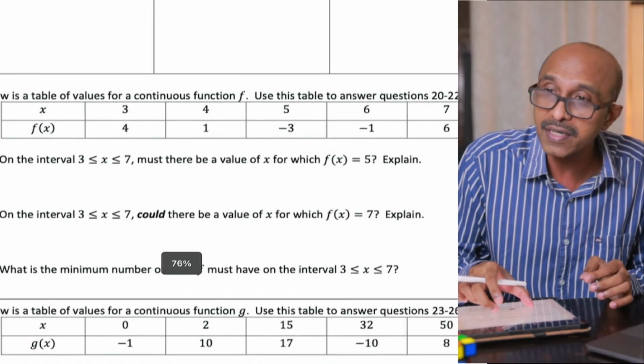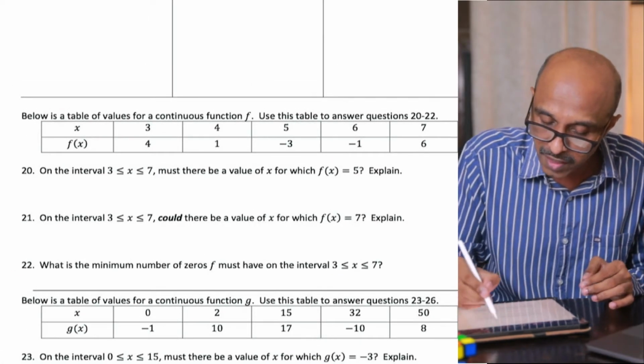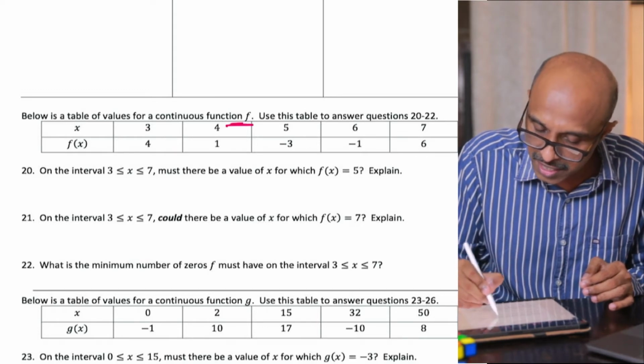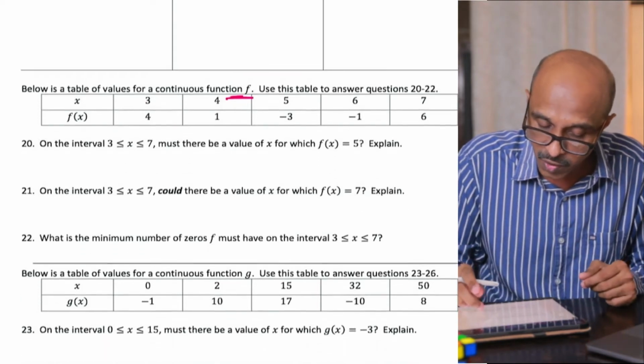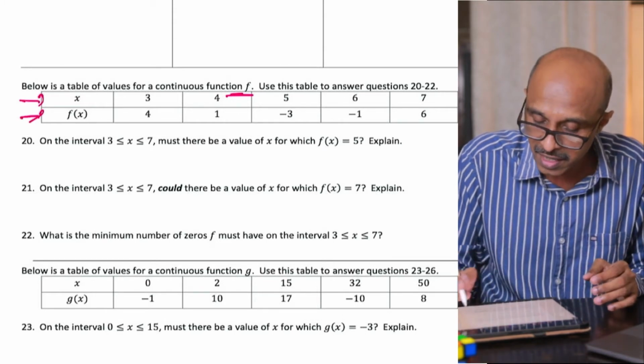Here we go. This is an example. It says, can you guys see the question? It says, below is a table of values of a continuous function f. Use this table to answer the questions. All right. So we've got x values in the first row, y values, f of x, in the second row.